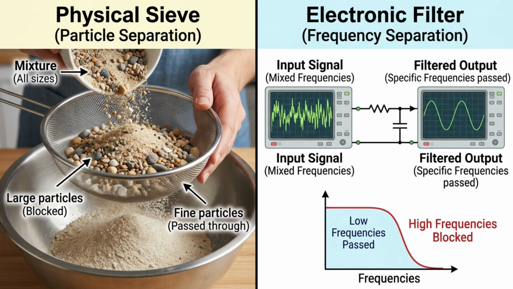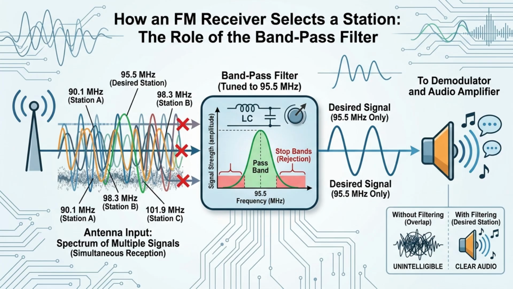Intuitively, a filter can be compared to a sieve used to separate particles of different sizes. The sieve allows certain particles to pass while blocking others. In a similar way, a signal filter separates frequencies rather than physical objects. Physically, consider an FM radio receiver. The antenna receives signals from many radio stations simultaneously. The receiver uses a bandpass filter to select the desired station while rejecting signals from neighboring frequencies. Without this filtering process, multiple stations would overlap and become unintelligible.